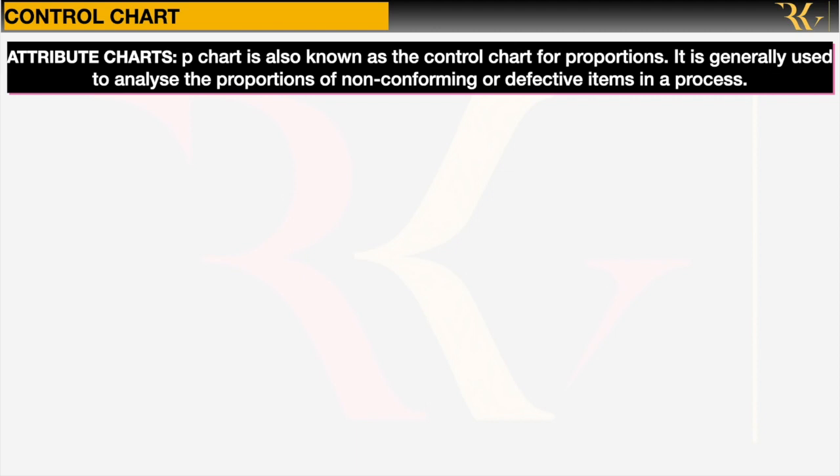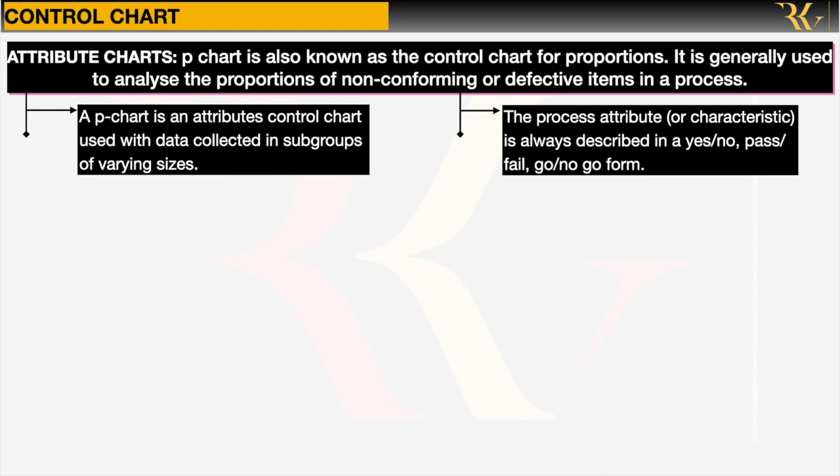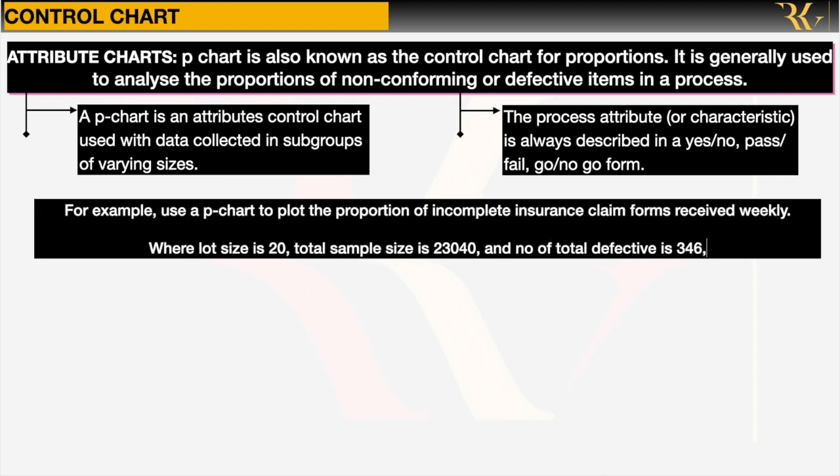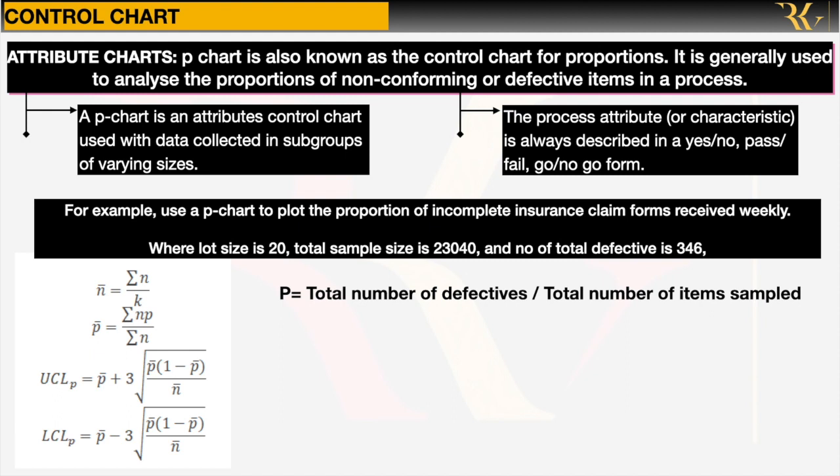Attribute charts: the P chart is also known as the control chart for proportions. It is generally used to analyze the proportions of non-conforming or defective items in a process. A P-chart is an attributes control chart used with data collected in subgroups of varying sizes. The process attribute, or characteristic, is always described in a yes or no, pass or fail, go or no-go form. For example, use a P-chart to plot the proportion of incomplete insurance claim forms received weekly.